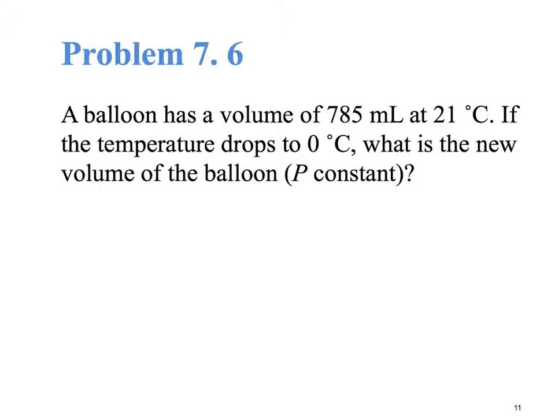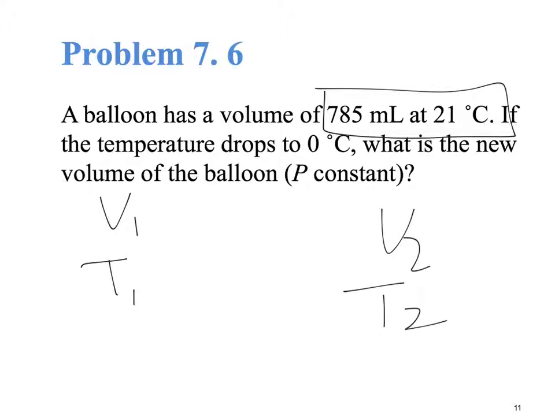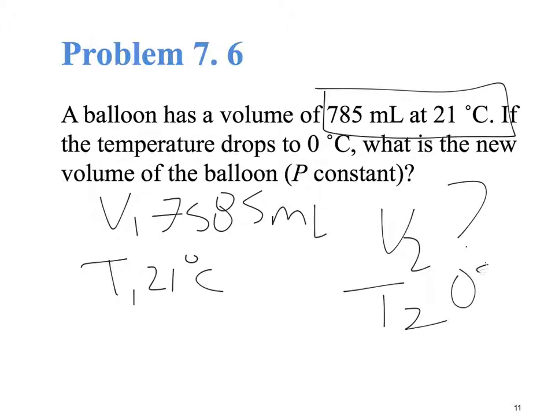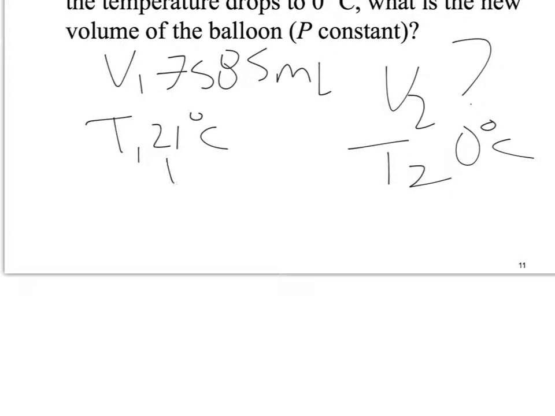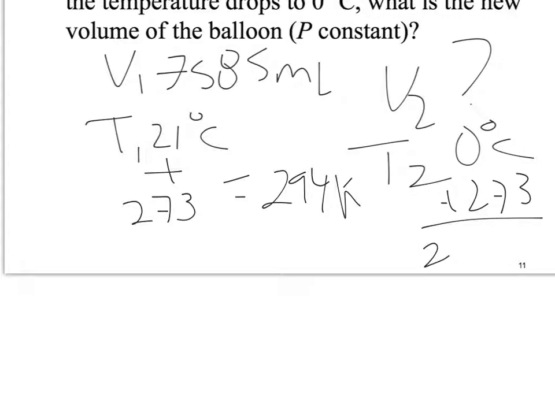In this problem, we have a condition of V1, T1, and V2, T2. V1 is 785 milliliters, T1 is 21 Celsius. V2, we don't know, T2 is 0 Celsius. Again, first step here, convert to Kelvin by adding 273. In this case T1 is 294 Kelvin, and here T2 is 273.